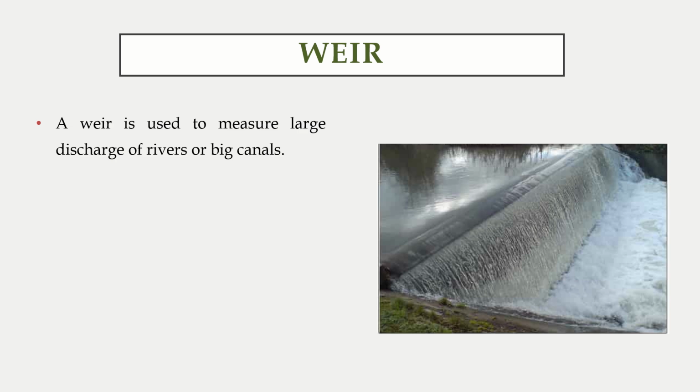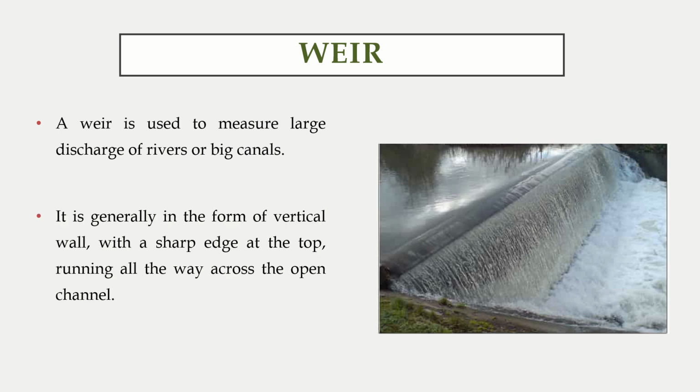You see, this is the figure for a weir, and it is basically used for calculating discharge as well. Even a notch is for discharge, and a weir is also for calculating discharge, but this is used where the discharge is very high, like in rivers or big canals. It is generally in the form of a vertical wall with a sharp edge at the top, and it runs all across the width of the open channel. This top part is called the crest, and the same sheet of water flowing over the weir is also called the nappe or vein.